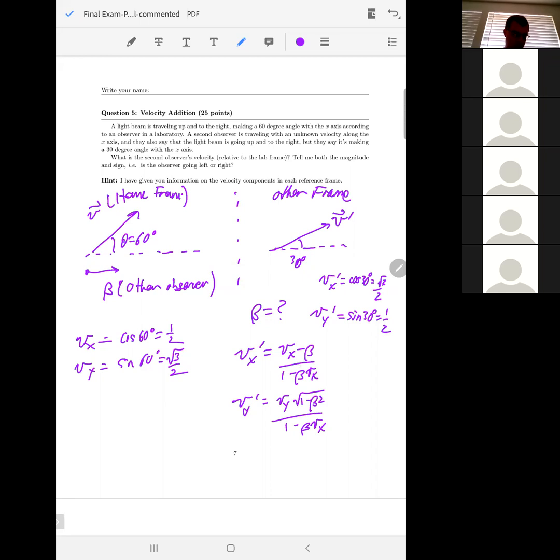Well, it looks to me like I could pick either of them. I don't want to mess around with square roots if I don't have to. If I just take this one, looks to me like I was given Vx and Vx prime. All I need to do is solve for beta. So let's do that. √3/2 equals 1/2 minus beta over 1 minus beta over 2.